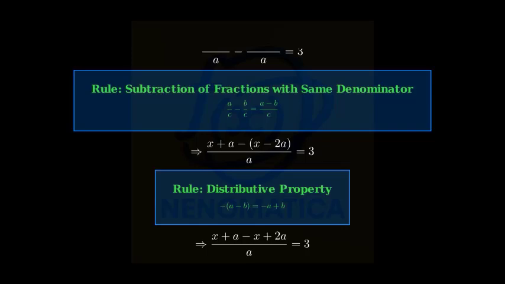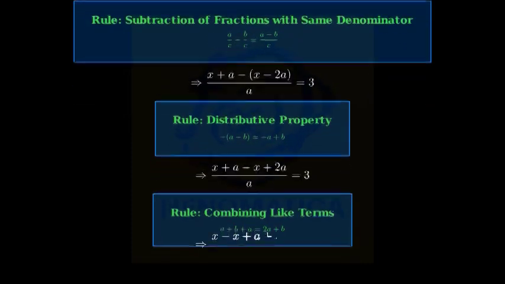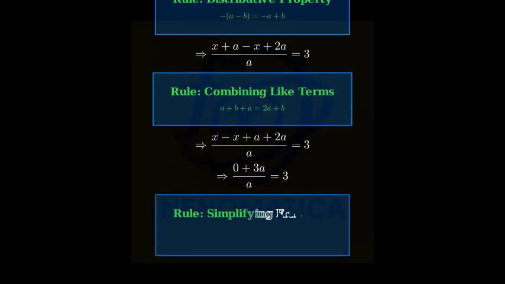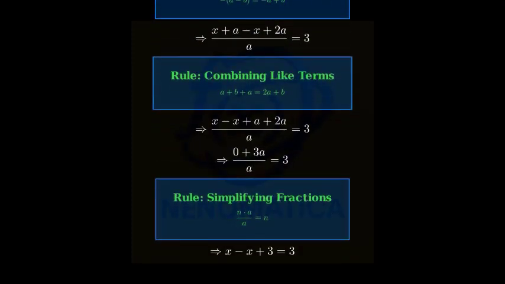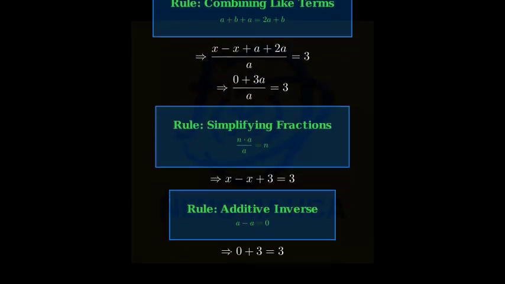Step 3, let's combine like terms in the numerator. The x terms cancel out, and we have a plus 2a, which equals 3a, all divided by a equals 3. Step 4, now we can simplify the fraction. 3 divided by a equals 3. Step 5, let's further simplify this equation. x minus x equals 0, so we have 0 plus 3 equals 3.